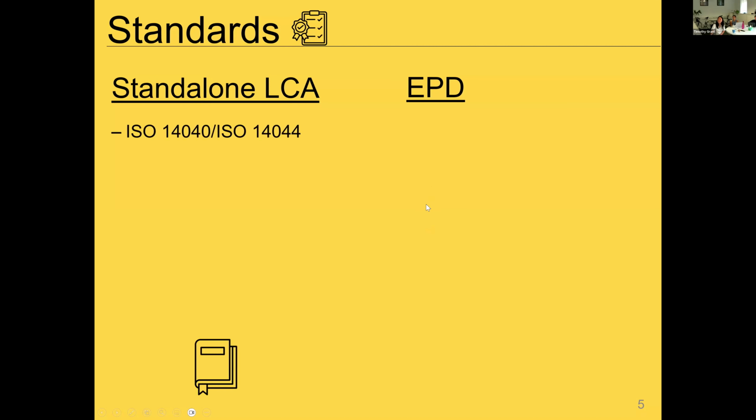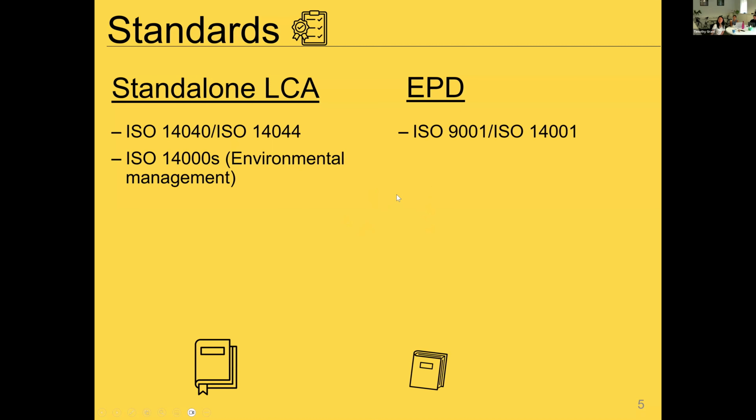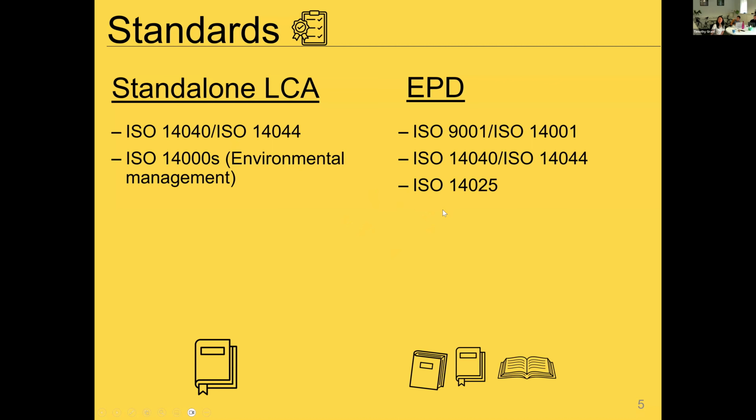So with the normal LCA, it relies on the LCA standards. I think one's principles and one's requirements. And then generally the standards on environmental management, with some on eco labels and carbon accounting and all that. For EPDs, they have similar ones: environmental management, some quality, the LCA standards. This one's the Type 3 certifications, which an EPD is.